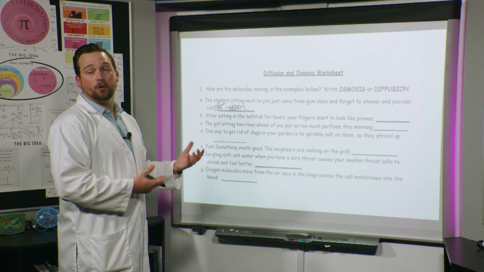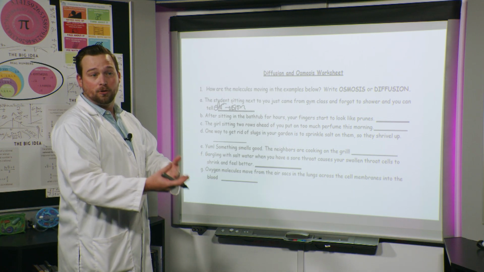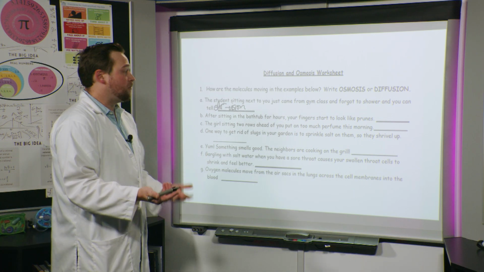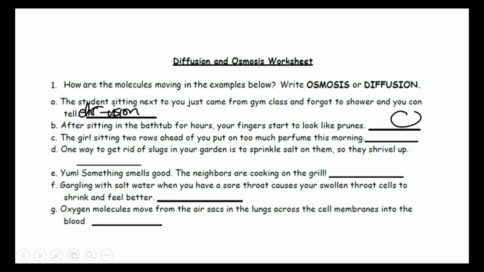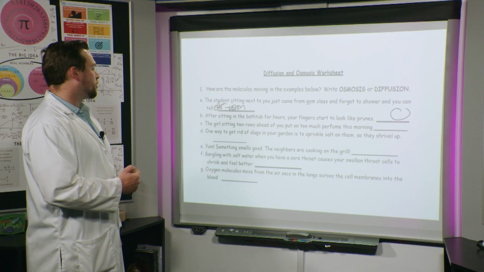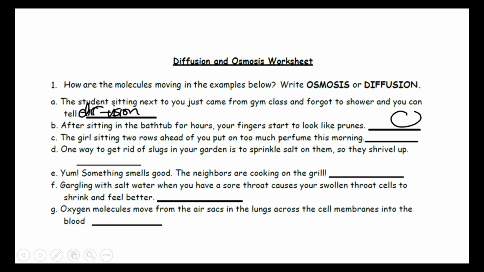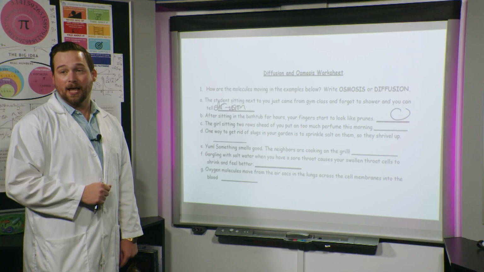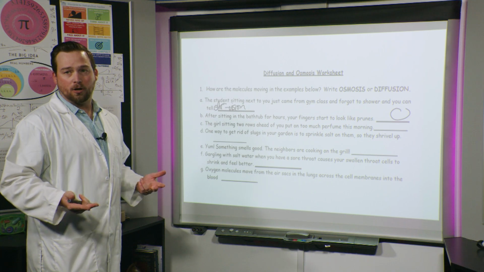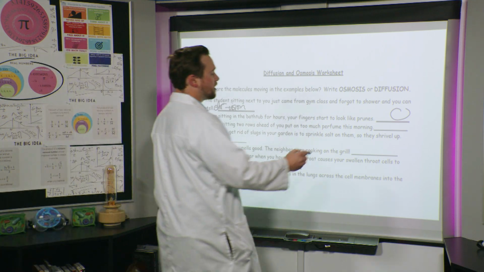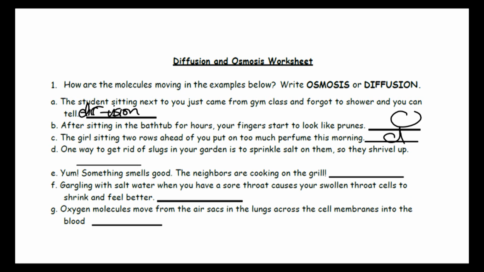But in this example, it's water coming into your cells. So if water's moving, that's going to be osmosis. And again, I'm just going to write the little letter O there. That'll be a little bit easier on this smart board. Okay, the next one says, the girl sitting 2 rows ahead of you put on too much perfume this morning and now you're smelling it every time you take a breath. Well, are we dealing with water at all? Not really, so this is going to be diffusion, okay? That's right, let's go to the next one.